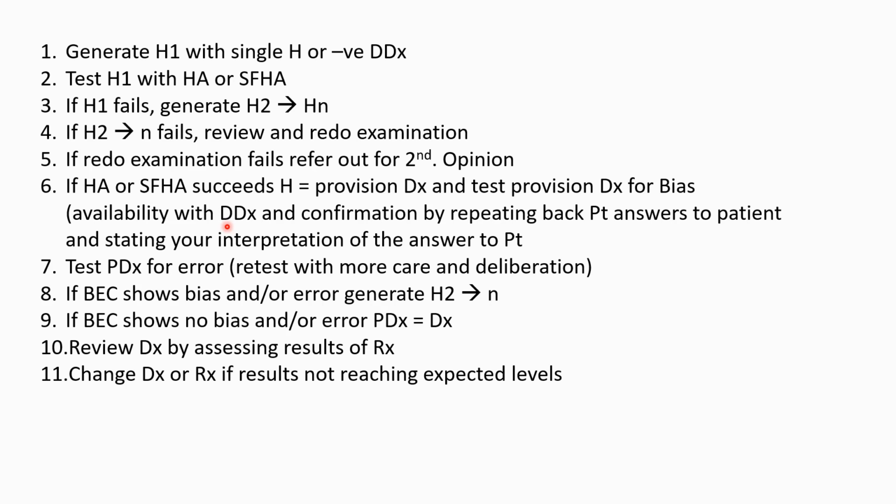If the bias error correction shows no bias or error, that provisional diagnosis now becomes your working diagnosis around which you can treatment plan, but always review that diagnosis in the light of the results of treatment. That is, if the treatment is not reaching what you expected it to do, either the diagnosis is wrong, or the treatment is wrong and you're doing it right, or the treatment's right and you're doing it wrong. Either way, it's either the diagnosis or the treatment that's not doing what it's supposed to do.